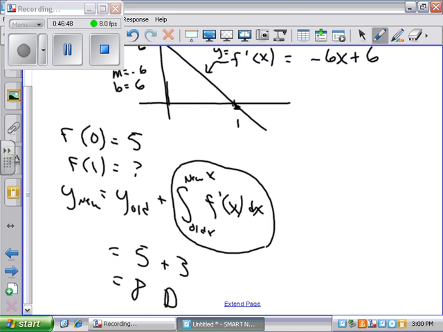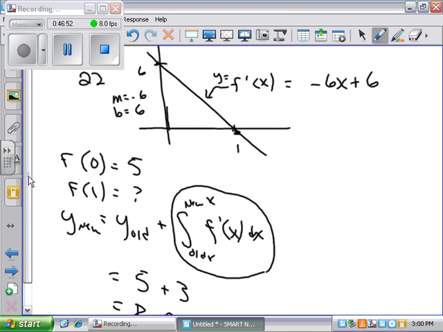What if you wanted to do it from the other way? There are two other ways to do this. You could just take the antiderivative of this to get what y is. You're going to have a plus c. Use this point to figure out what c is, and then get f of 1. Plug 1 in. Or you can do this.